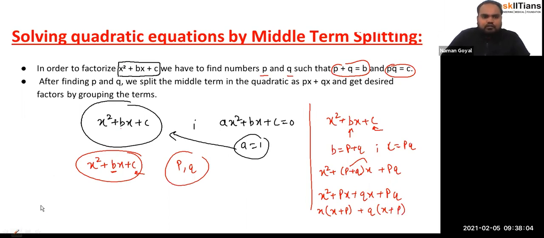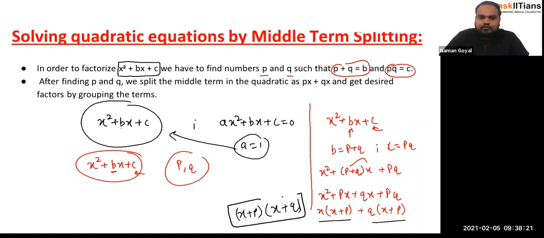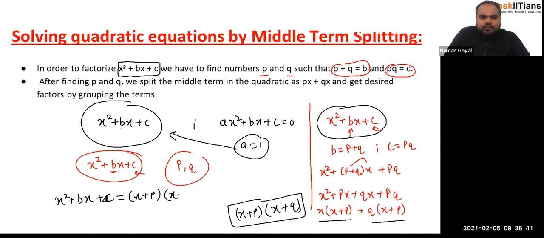Now if you see here, x plus p is with this term and also with this term, so we can take x plus p common. Finally it gives (x plus p) into (x plus q). Are you getting my point? Isn't it? So if a quadratic polynomial or equation is in the form of x square plus bx plus c, after factorization we can write it as (x plus p) into (x plus q). Okay.